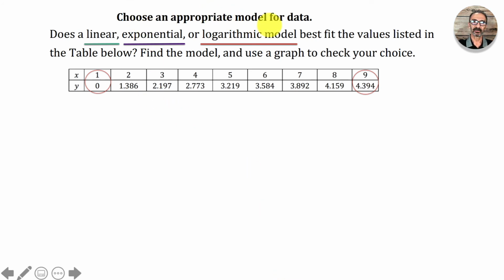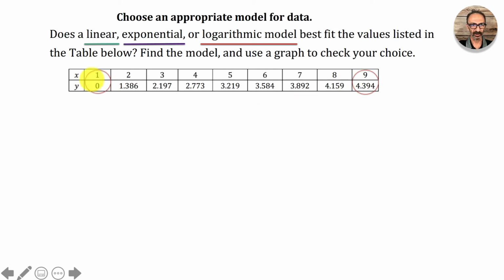Choose an appropriate model for the data. Well, you have a table right here, and they are asking, is this a linear, exponential, or logarithmic model? I'm circling 1, 0 because I want you to stay focused with me on 1, 0. That's a key point. I picked another point. I don't want to pick a point next to it. There is no need. You could do whatever you want. But I picked the last point.